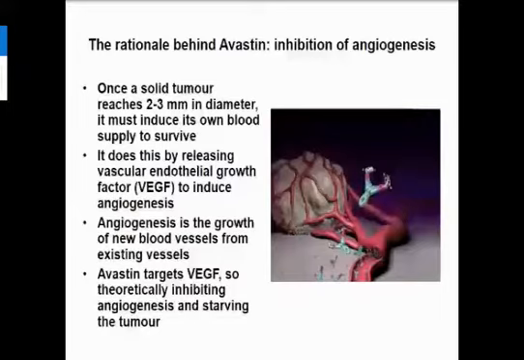Okay. Right, so here we have a solid tumour, and these solid tumours will develop out of our epithelial cells in the body, and once they get to about 2 or 3 millimetres in diameter, if that tumour is going to go on and proliferate and become bigger, it has to now attract its own blood supply. So once it gets to a certain size, it needs a blood supply in order to survive. And the way it does that is by releasing vascular endothelial growth factor. And that induces a process called angiogenesis. And angiogenesis is the growth of new blood vessels from existing vessels.